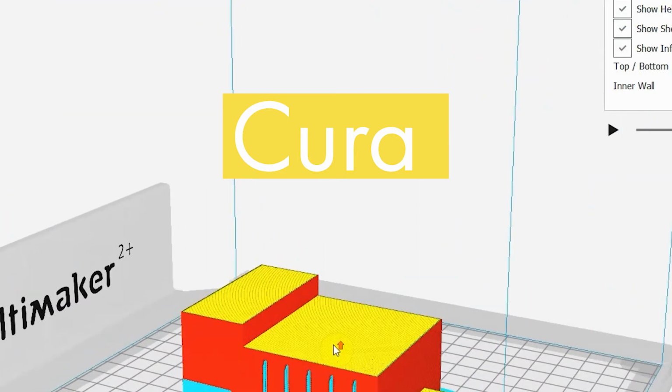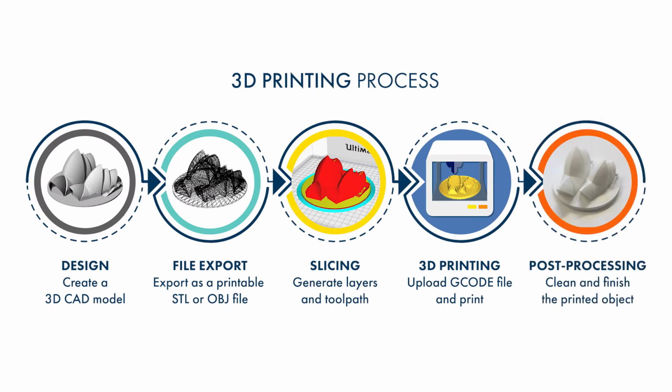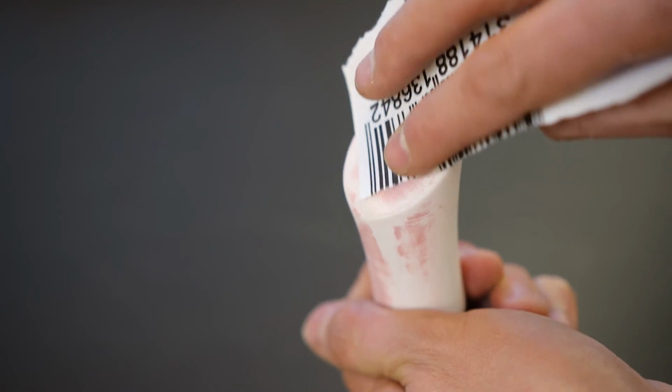printers. Once your model has been 3D printed, it might require some post-processing to remove supports, sand surfaces smooth, or make it stronger.